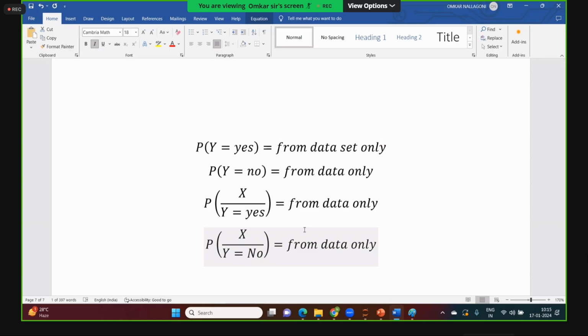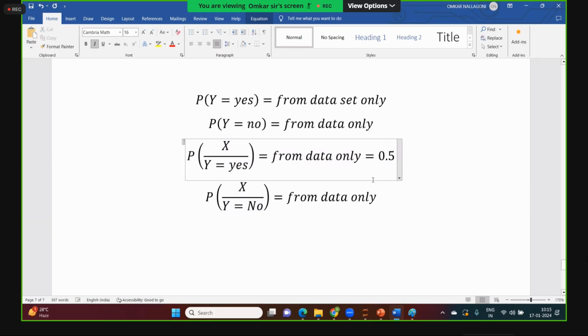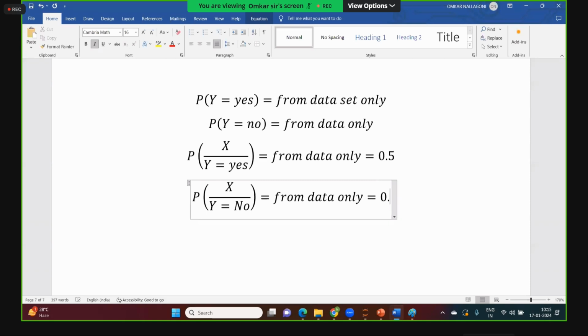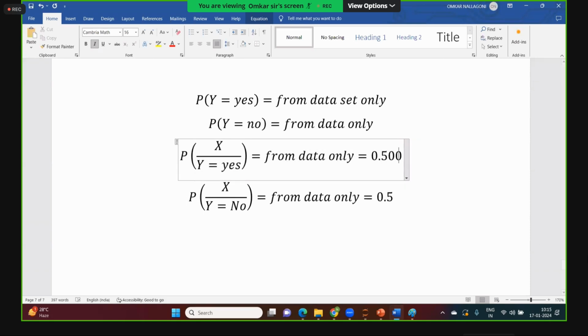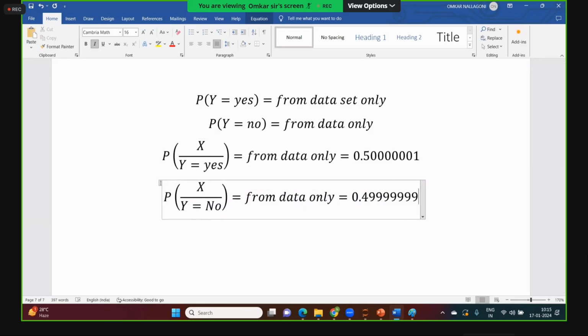Same problem, 14 observations. Conditional probability of yes equals that of no. That threshold case will never happen. In machine learning in Python you will never get 0.5 and 0.5 like this. You will get 0.50001 and 0.49999 like this, because the code is designed like that only.